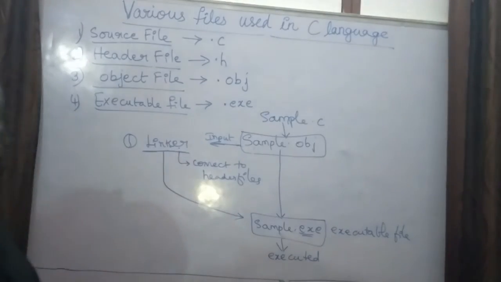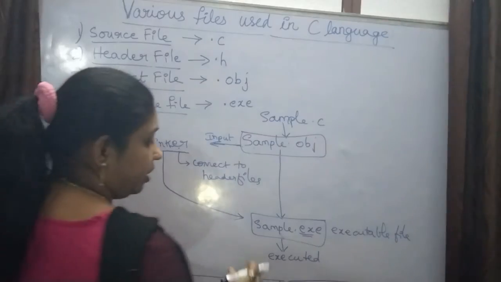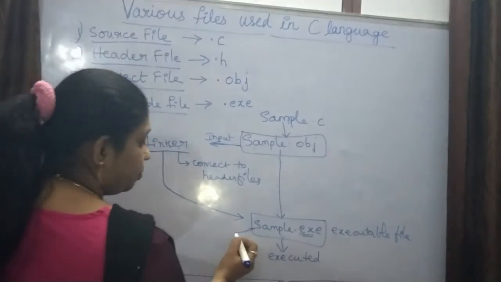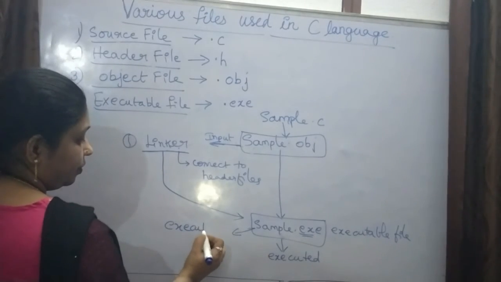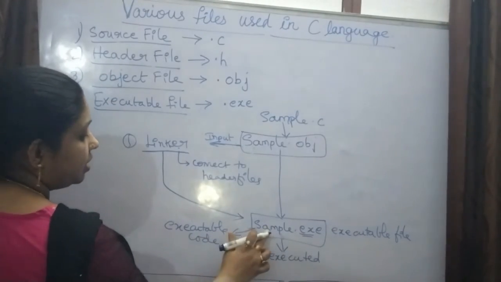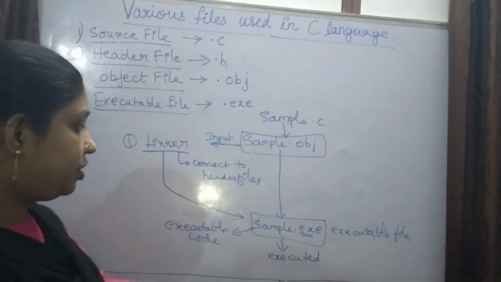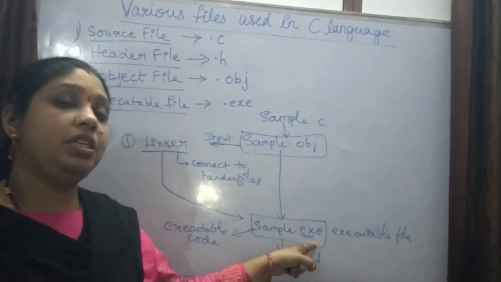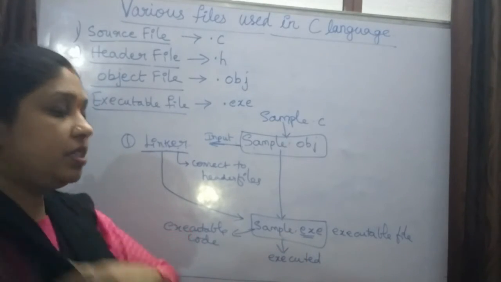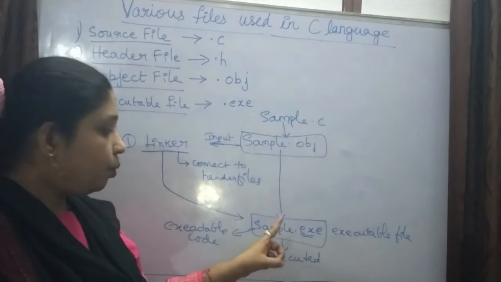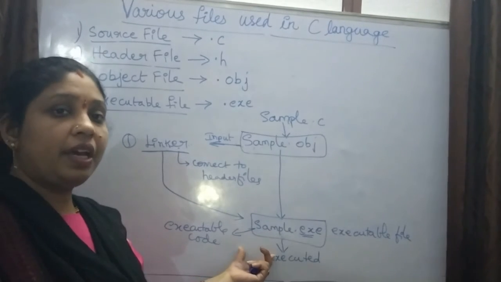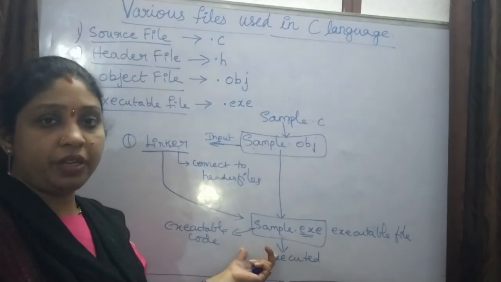Now when this file changes to the executable file, this file is executed. This becomes the executable code, and you will call it executable code also. After changing to the exe, it is connected to the operating system again. So what is the operating system doing? The operating system is executing this program. When the object file is changed to the exe file, it is executed in the operating system.